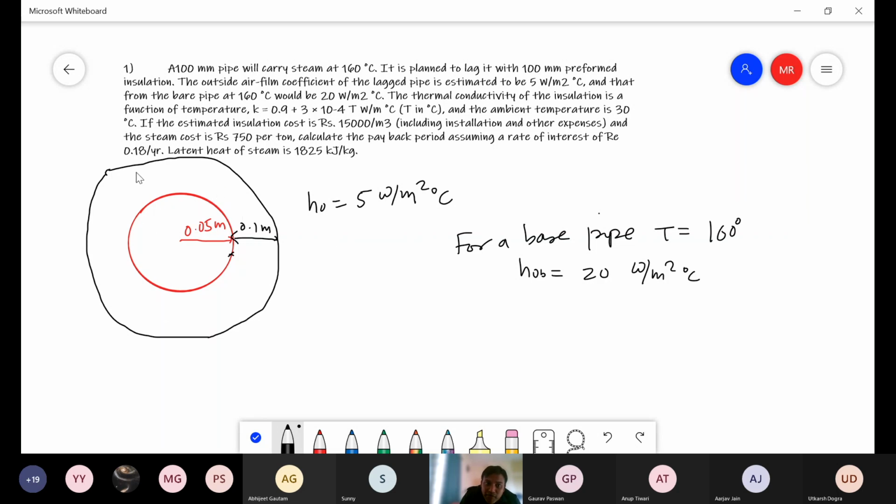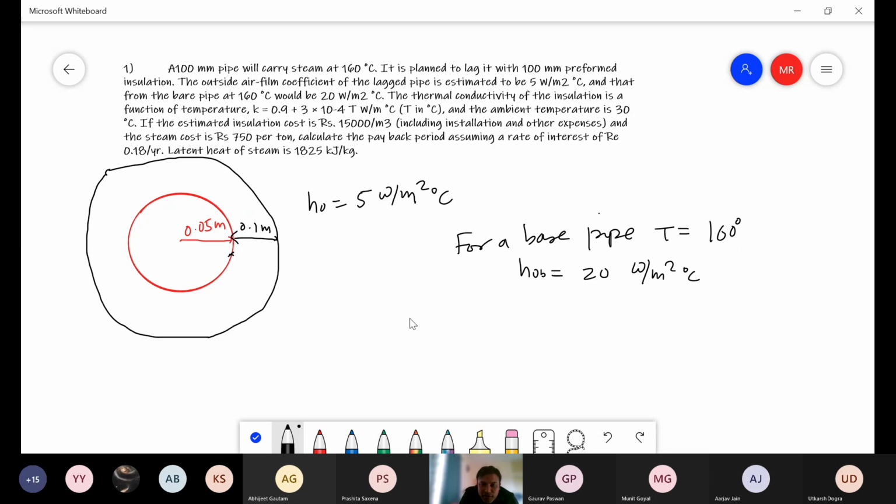But when we have this entire insulation, the pipe is not exposed to the air; instead, the insulation is exposed to air. In that case, H naught is 5. But when the bare pipe is used, H naught B is 20 watt per meter square degree Celsius. In that case, the temperature is also 160, so this surface temperature is 160 degrees Celsius. That is what is given.